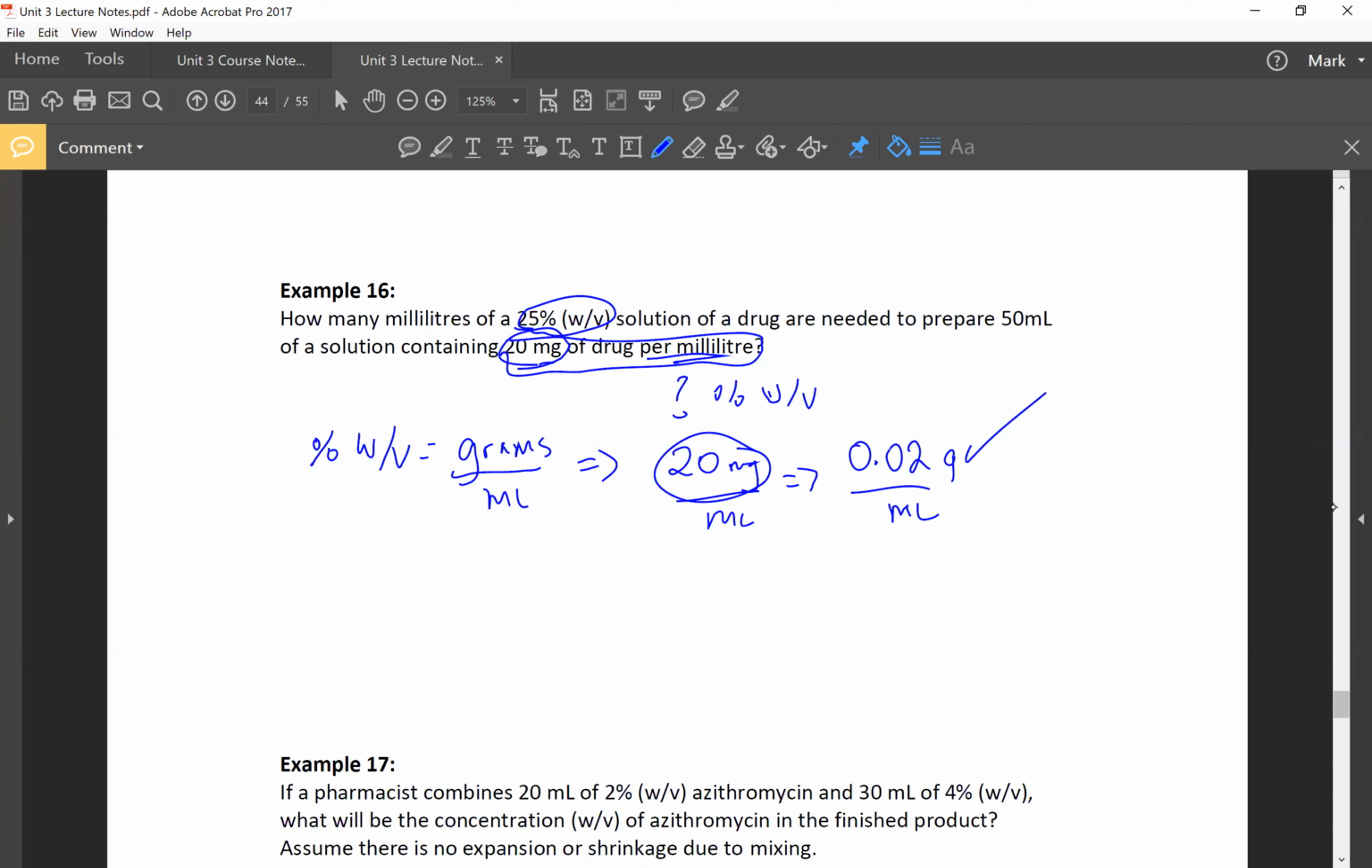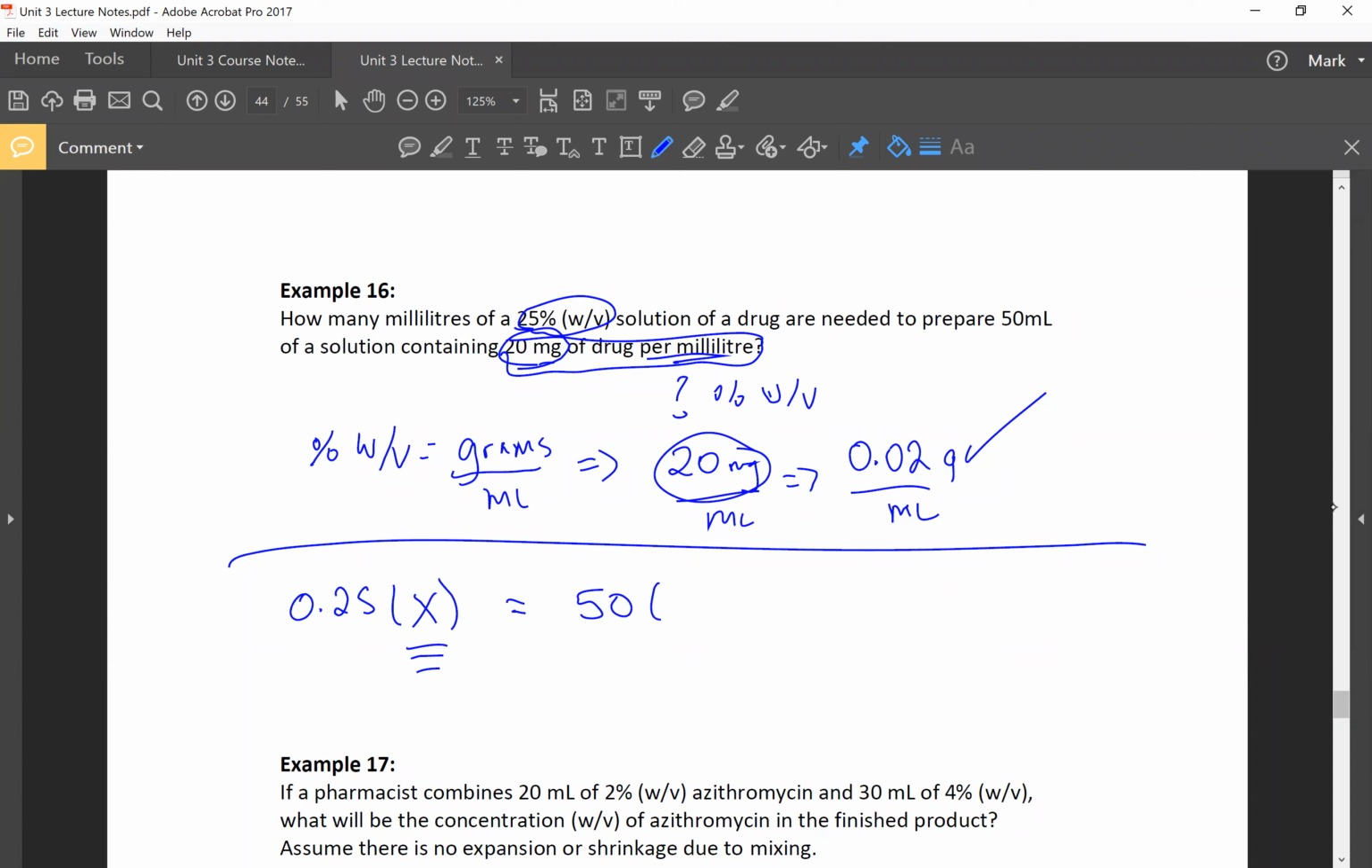So all I need to do is do my equation like I did before. I'm taking a 25% solution, which is 0.25, and I'm trying to find out how much I'm going to need to create 50 milliliters of a 0.02 solution.